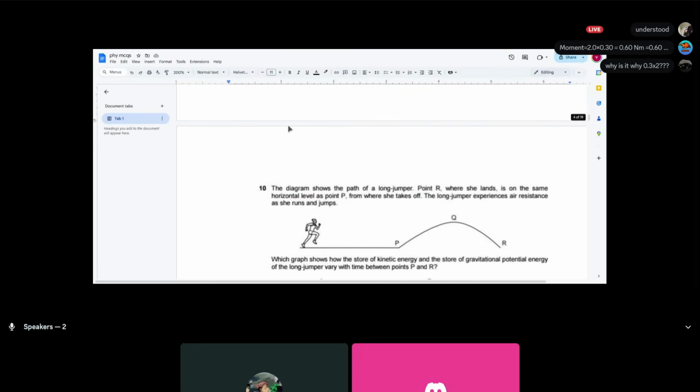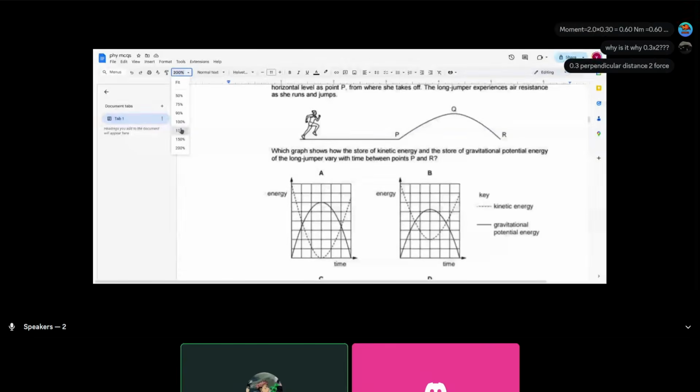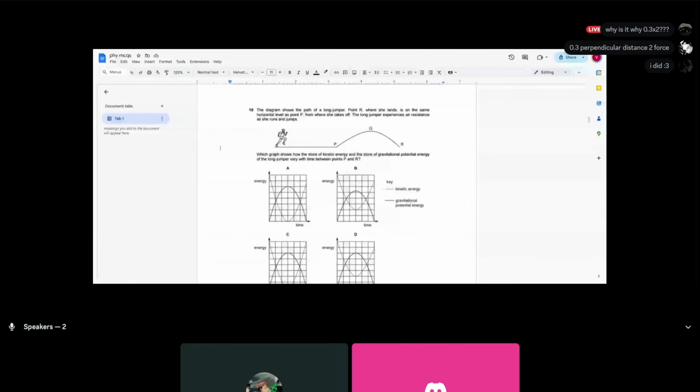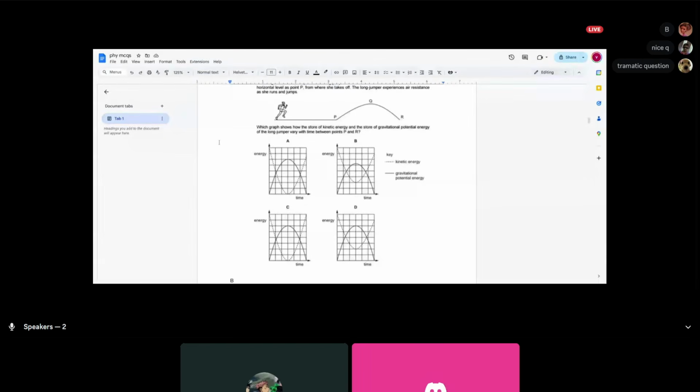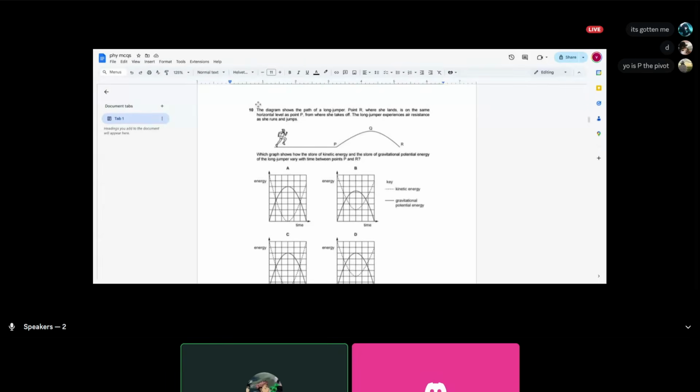Okay, this question has gotten a lot of people. The diagram shows the path of a long jump. Point R, where she lands, is on the same horizontal level as point P, from where she takes off. Point P is down here at the start of the parabola. The long jumper experiences air resistance as she runs and jumps. Remember this point, this is very important. Which graph shows how the store of kinetic energy and the store of gravitational potential energy of the long jumper vary with time between points P and R?